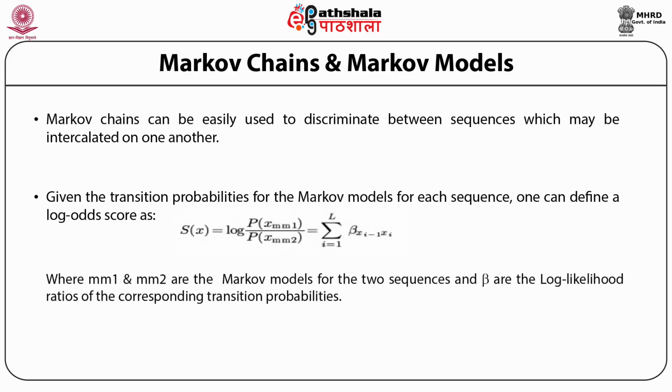S of x is the log of P(x given Markov model 1) divided by P(x given Markov model 2), which in terms of the shorthand notation becomes a summation of beta xi-1,xi, where beta xi-1,xi itself is nothing but the probability of xi given xi-1, and so forth. So this sort of log odds ratio can be fairly easily defined, which then tells me the probability that I am either in this particular sequence of states, or in that particular sequence of states.